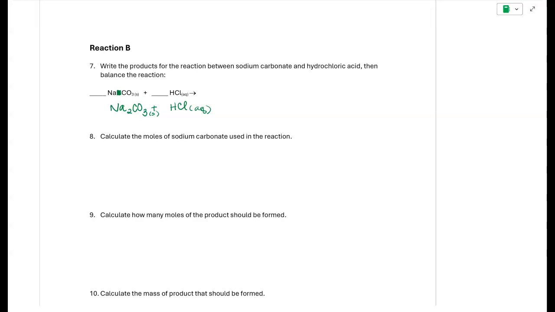And we need to balance it. We need to predict the products and balance the equation. And so we're going to use pretty much the same formula we used before, although we're going to need to work to balance this a little differently than we did in the first reaction. So we're still going to have CO2 gas, liquid water, and then the salt, the sodium chloride.